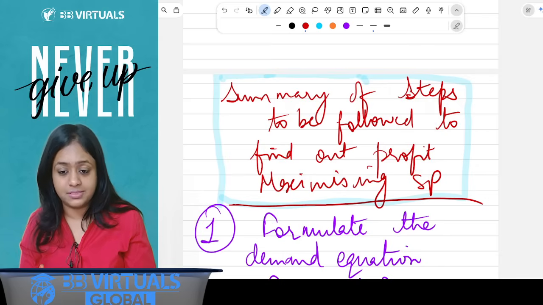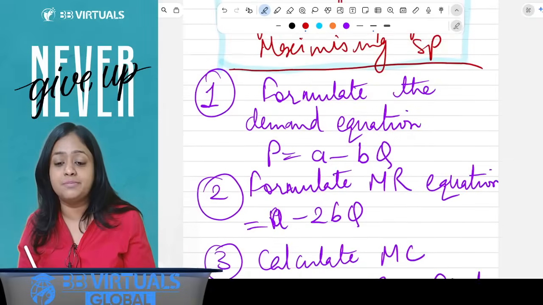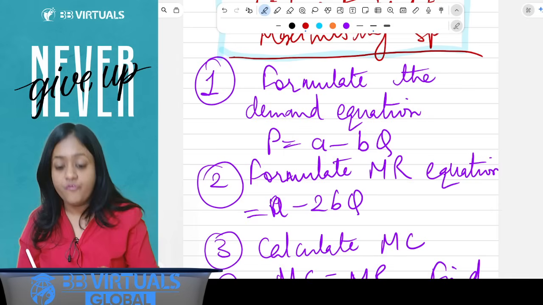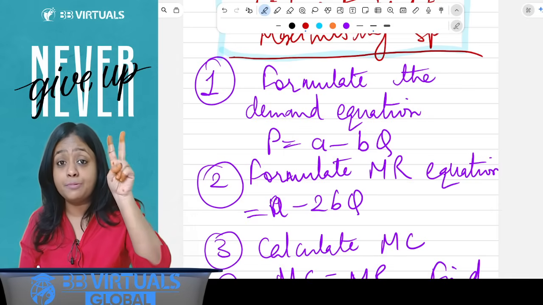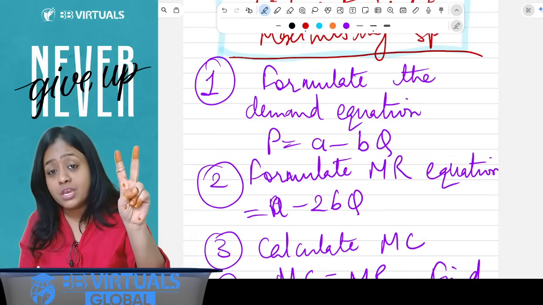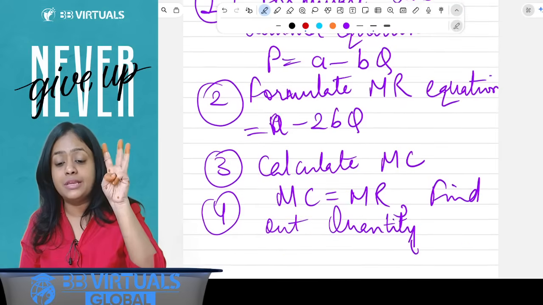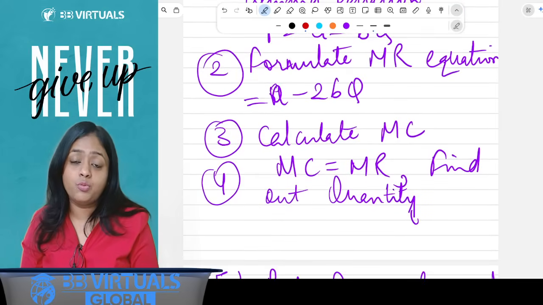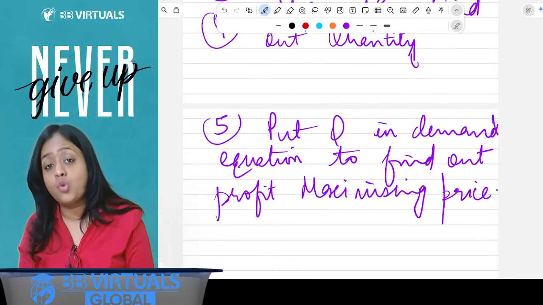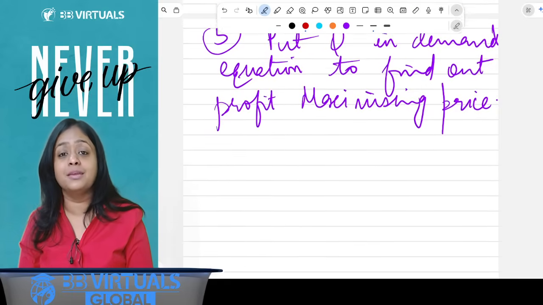Now let me quickly give you a summary of the steps to be followed to find the profit maximizing selling price. Step 1, formulate the demand equation, which is P = A - BQ. Step 2, formulate the marginal revenue equation, which is P = A - 2BQ. Step 3, calculate the marginal cost, which is equal to variable cost per unit. Equate MC = MR and find the quantity. Put that quantity in the demand equation to find the profit maximizing price.